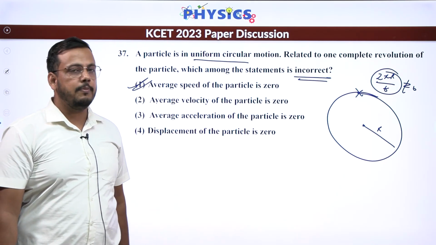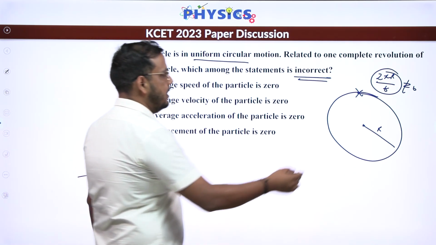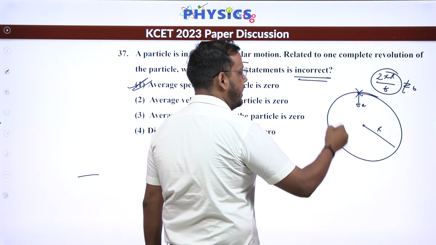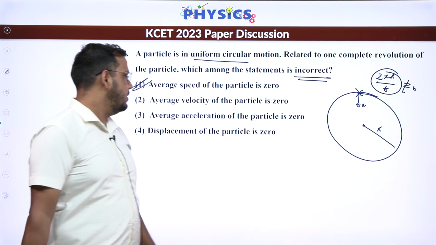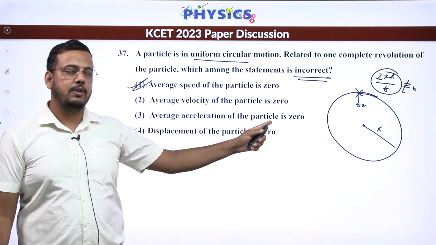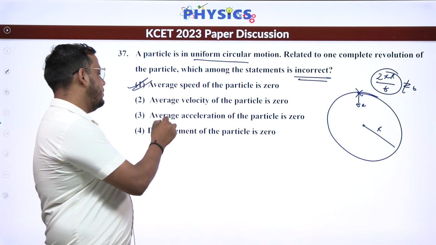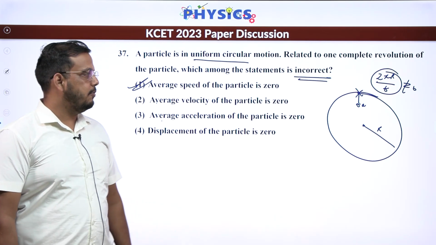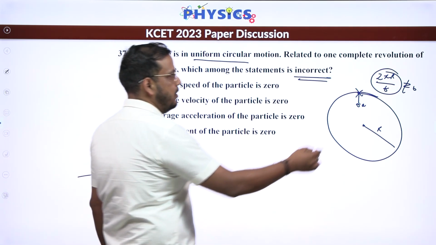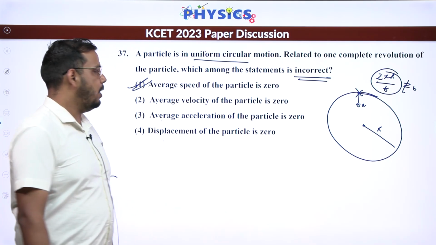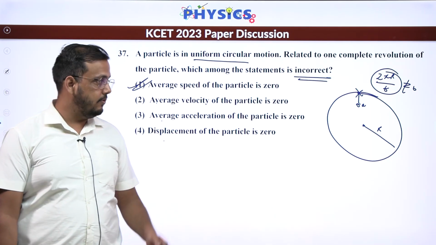Average acceleration of the particle is 0. Since the particle started here, the acceleration direction is towards the center, and when it comes back, the same acceleration will be there, so the change in acceleration for the whole revolution is 0. So therefore average acceleration will also be 0. So that is correct. Displacement of the particle is 0. Displacement is 0 only, because the starting point and the end point are the same. So that is also correct. So option 1 is incorrect. So that is the answer.